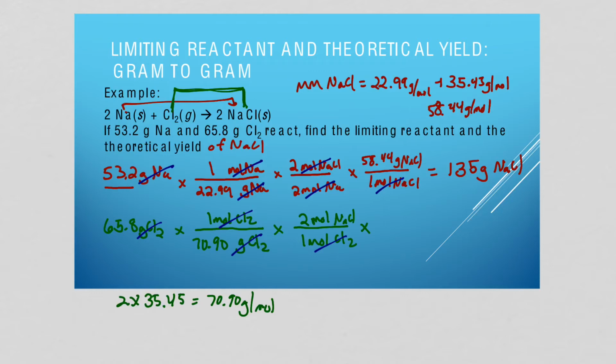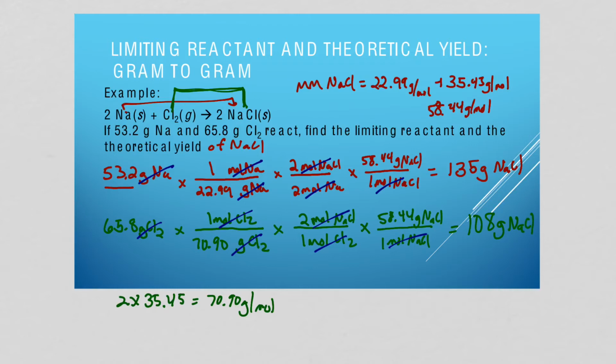The last step, of course, is to convert moles of sodium chloride into grams. So again, 58.44 grams of NaCl per mole of NaCl. And if I go ahead and do my math, moles cancel. I'm left, again with 3 significant figures, with 108 grams of sodium chloride.